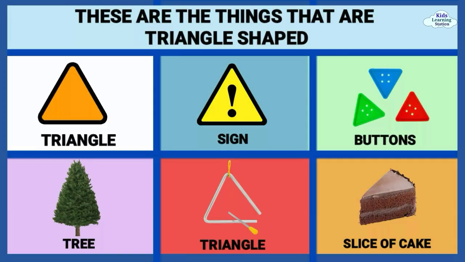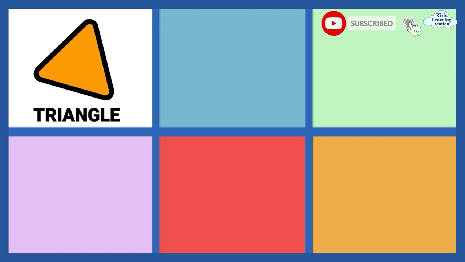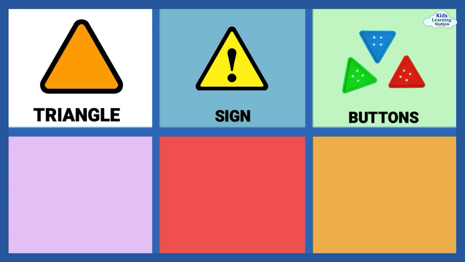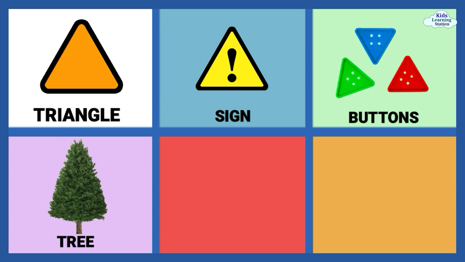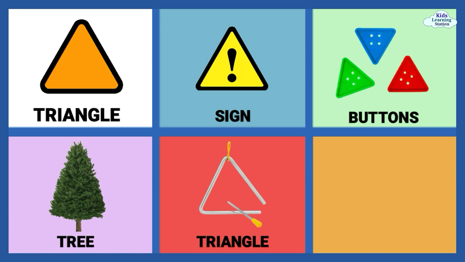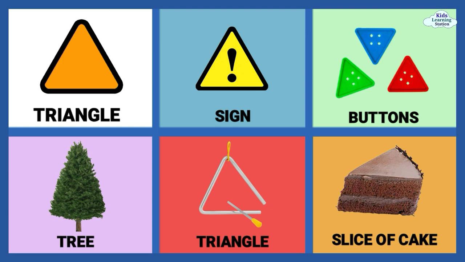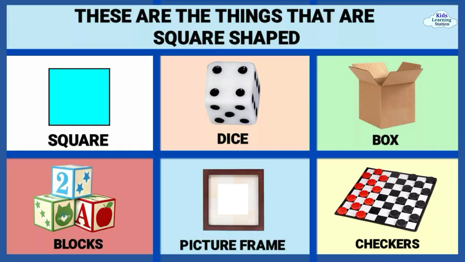These are the things that are triangle shaped. Triangle. Sign. Buttons. Tree. Triangle. Slice of cake.